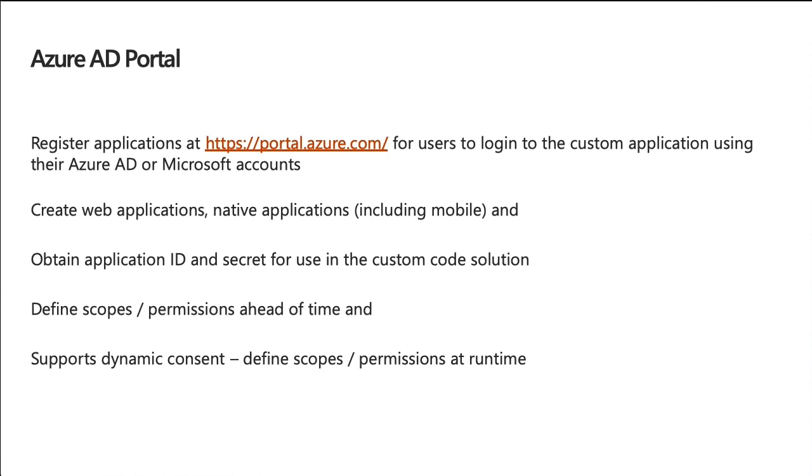to manage app registrations. From this portal, you'll be able to create web applications, native applications, including mobile, and single page applications as well. You can obtain an application ID and a secret for use in a custom code solution, define scopes and permissions ahead of time, but it also supports defining scopes and permissions at runtime, so having the actual request for the scopes be defined when the application's running instead of having to grant them ahead of time.